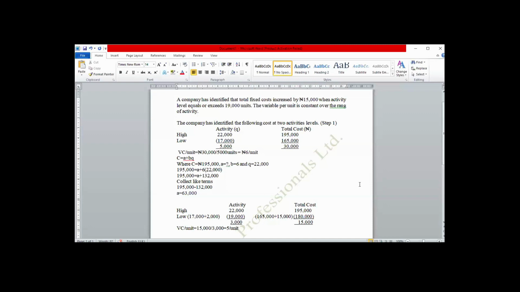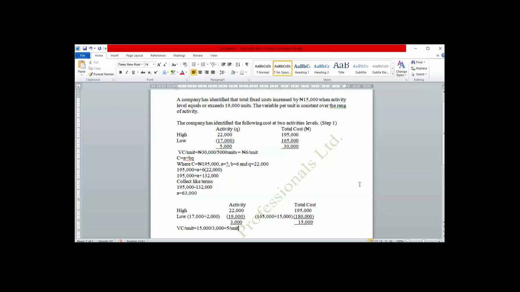You have 6 naira, you have 5 naira. What is going on? They're almost the same thing. There is reduction, abi? It has reduced. Are you with me? Yes, sir.